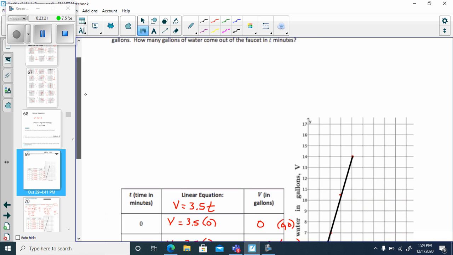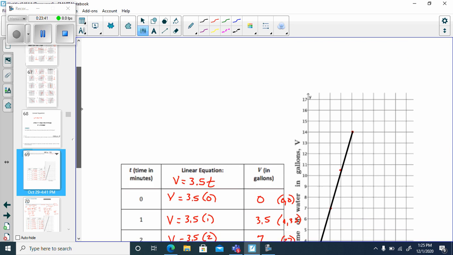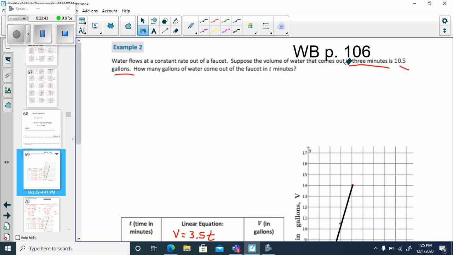we were doing earlier where we were writing linear equations, remember this example? Water flows at a constant rate out of a faucet. Suppose the volume of water that comes out in 3 minutes is 10.5 gallons. We did this a couple of lessons ago. Okay, and they wanted you to write a linear equation. Well, we wrote it by setting up our rate. We said it was our m, our rate of change. It was 10.5 gallons per 3 minutes, right?